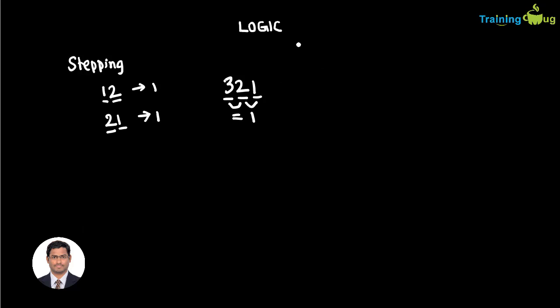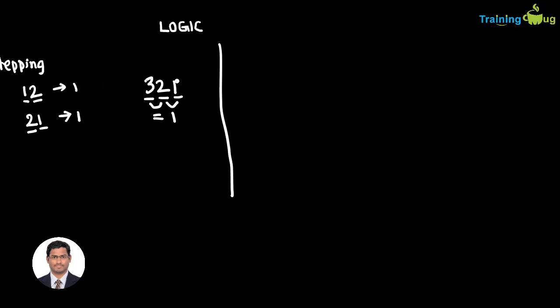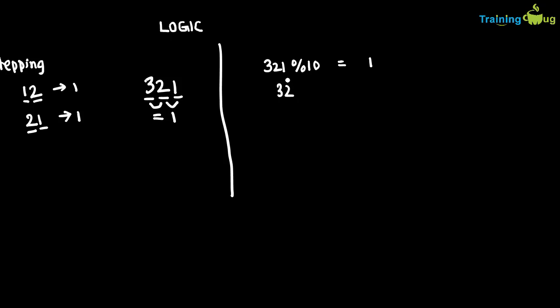Now let us understand the logic behind it. How are we going to identify this? First we need to take individual digits. We know that we perform the remainder operation to get the digits: 321 mod 10 will give you 1. After that, 321 should become 32, so we divide 321 by 10, which gives 32. For this 32, we need to get the second digit, so we take 32 mod 10, and now we get 2. This is our previous digit, and this is our current digit.